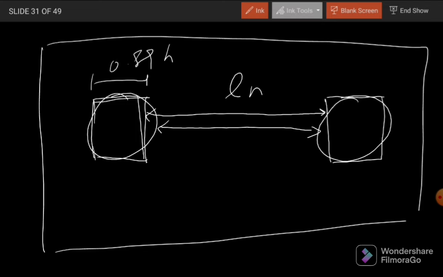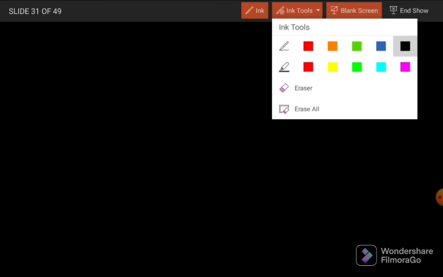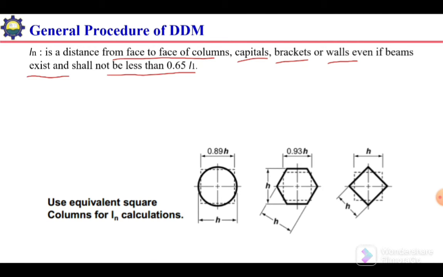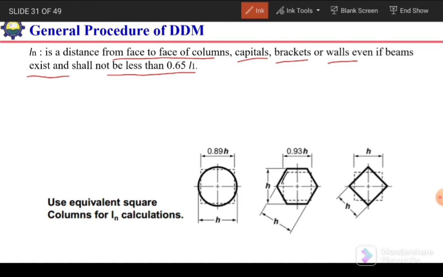So if the shape is not circular but some other shape like the ones we can see over here: if it is circular, it is 0.89, and if it is a hexagonal shape, then this equivalent square will have a dimension of 0.93, and if it is a rotated square, then the dimension will remain h, but we need to rotate it. The clear span will not be from this corner to the next corner. Instead, it will be from the face of this equalized square to the next equalized square. So this should be kept in mind while calculating the clear span.